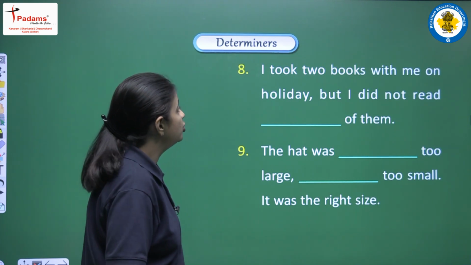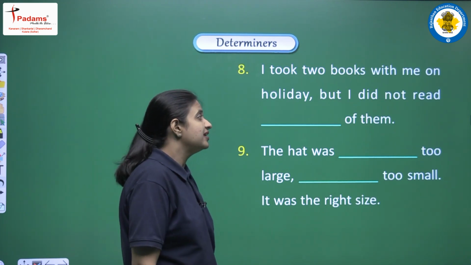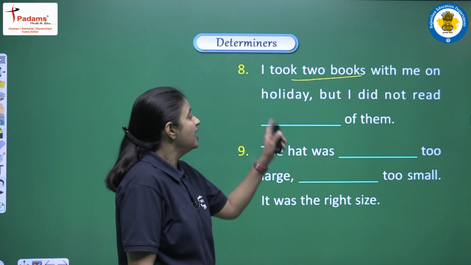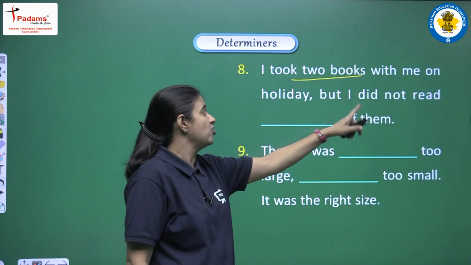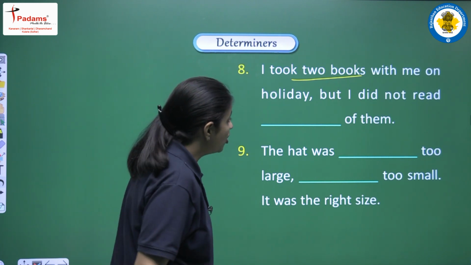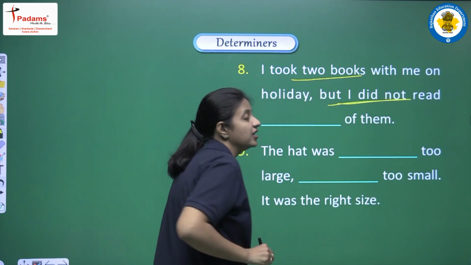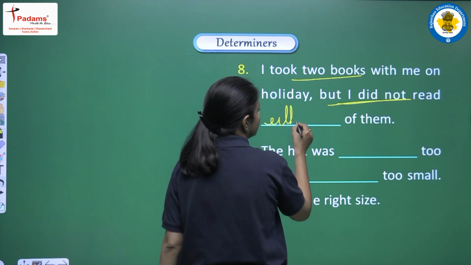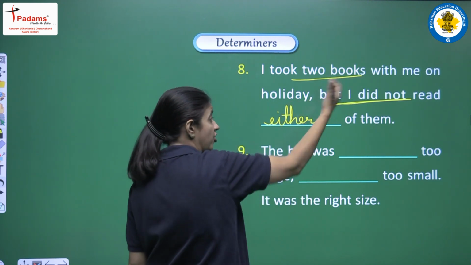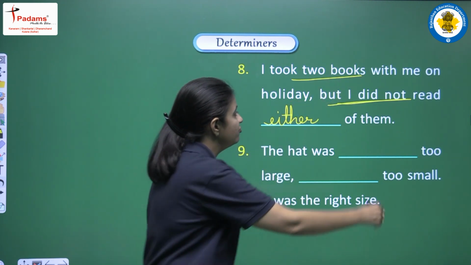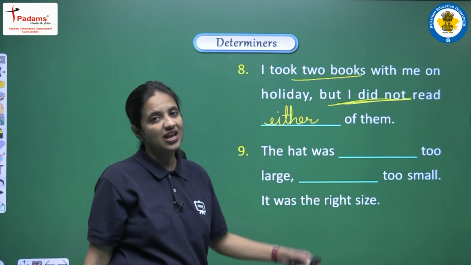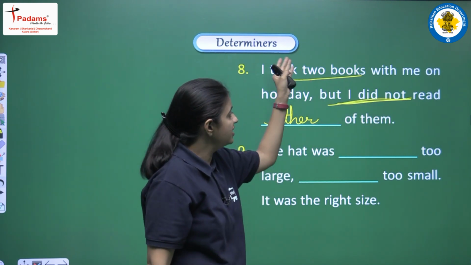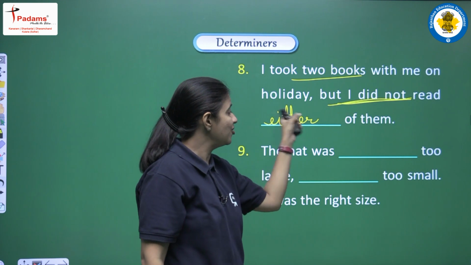Next is, I took two books with me on holiday, but I did not read blank of them. So here we are having two books. We are having two options, and we are saying that I took two books with me on holiday, but I did not read. So here we already have not. We already have a negative structure. So here our answer will be either of them: but I did not read either of them. Why? Because we already have not in the sentence, so here we cannot write neither. Here we have to write either. And suppose there were no not, suppose the sentence is, but I read, then we have to write neither.